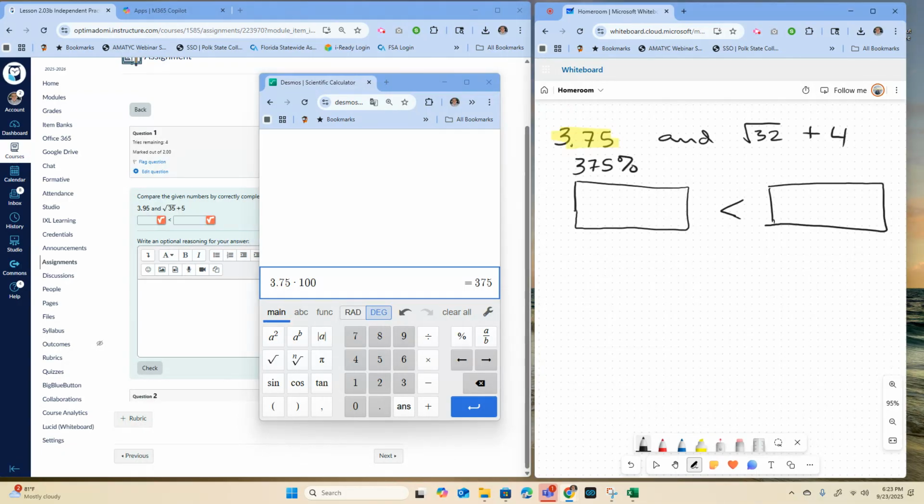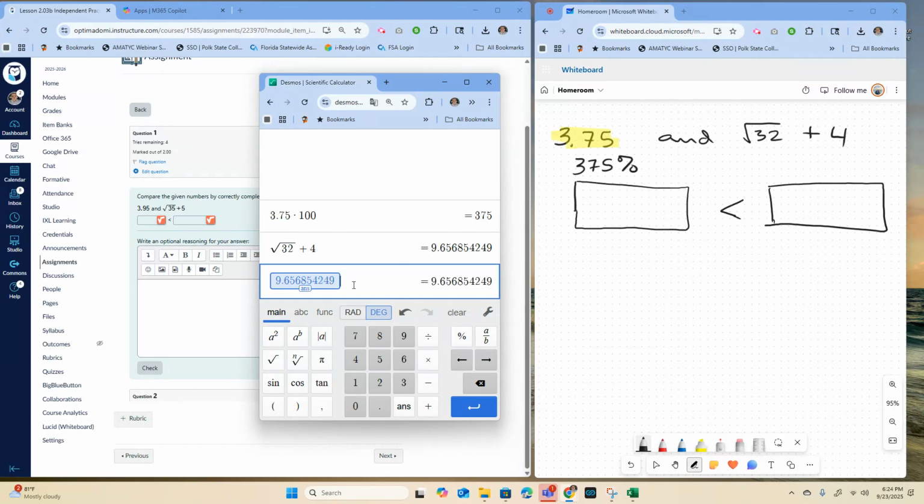Then I'm going to go to the other number, the one on the right, square root of 32 plus 4. That is not a decimal. So I'm going to type it in my calculator, square root of 32. Make sure the plus sign, you click it outside the radical, the square root symbol, plus 4. And you can see I got 9.65. But I'm going to take that decimal, that answer, and multiply by 100. And you can see I got around 965%. It's a little bit bigger, but I'm just doing an estimate.